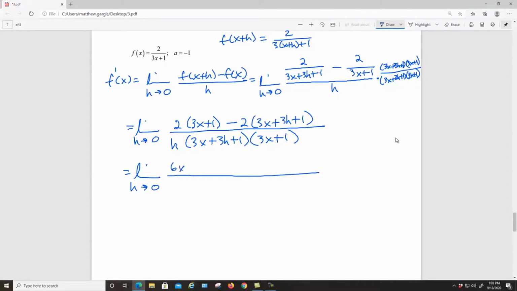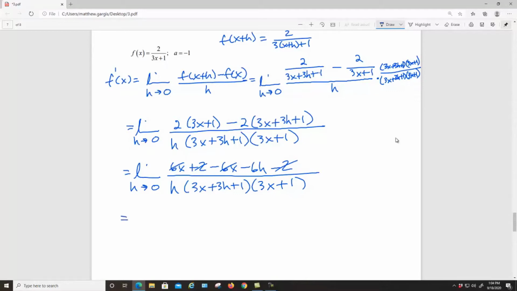So I'll have 6x plus 2 and then minus 6x minus 6h minus 2, over h times 3x plus 3h plus 1 times 3x plus 1. Alright, so notice now the 6x's subtract off and the 2's subtract off. So I'm left with negative 6h over h times 3x plus 3h plus 1 times 3x plus 1. So now all I've got on the top is just 6 times h, and that h on the top will divide out with the h that's on the bottom.